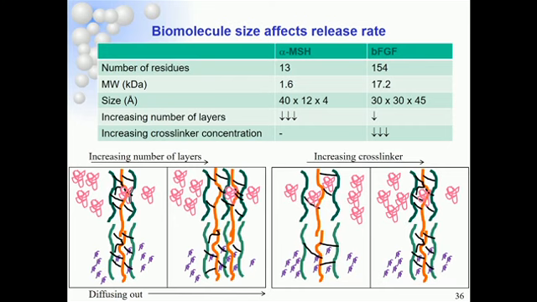Increasing the number of layers has a significant effect on the alpha MSH, that's the small molecule here, so less of that will come out, but it doesn't affect the FGF very much, whereas increasing the cross-linking concentration has a stronger effect on the FGF. So we're using size as a way to distinguish and control the release of these molecules.